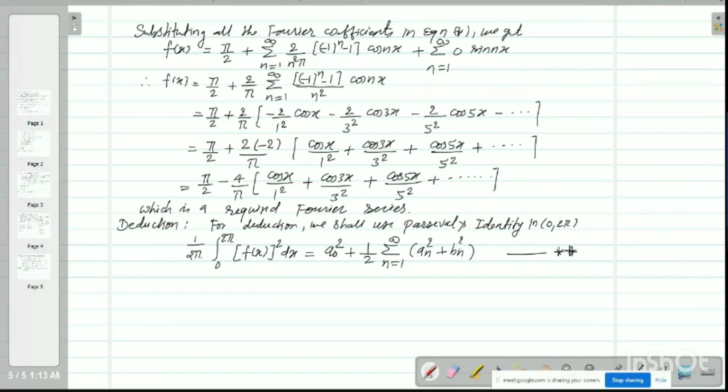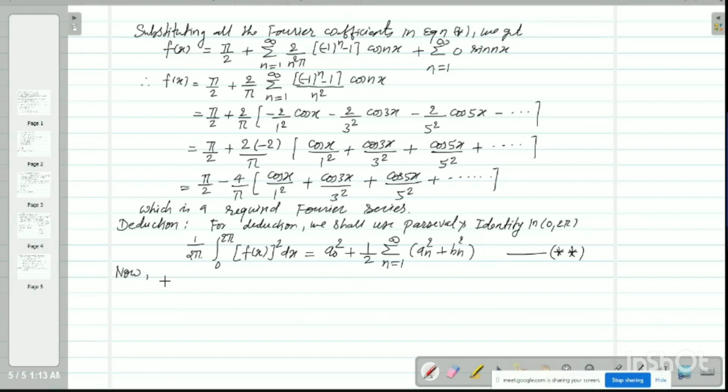I named this equation double star. But our job is to find this left hand side. Okay, the right hand side, we already found a naught, a n and b n. Our job is to find the left hand side.